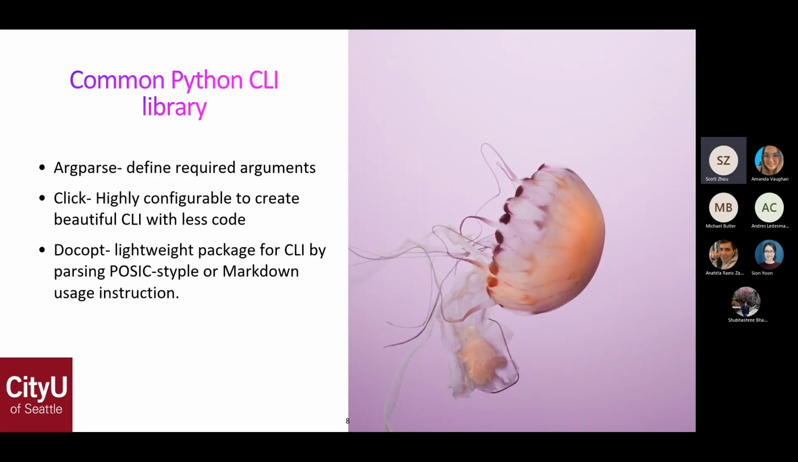So these are some common packages for creating a Python CLI. Besides argparse, which I was just talking about, we also have the click module, which is highly configurable to create beautiful CLIs with less code. And then docopt is also another lightweight package that can automatically generate a parser for it.